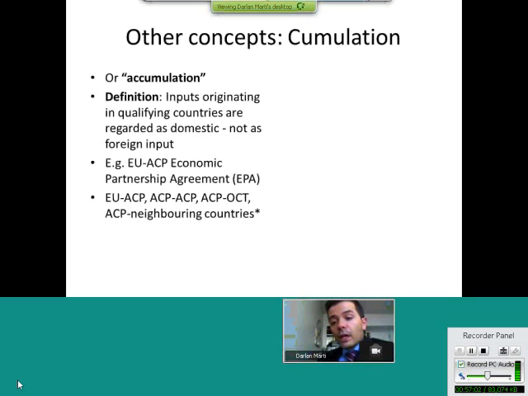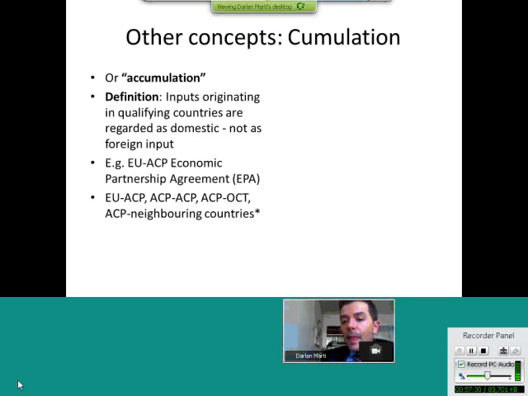Now, this is important for Caribbean countries because you typically do not have the capacity to produce all inputs that you need yourself, and you may not be able to supply yourself in the region or in your country. So it's important to have the ability to bring these inputs from other countries and yet maintain your origin.